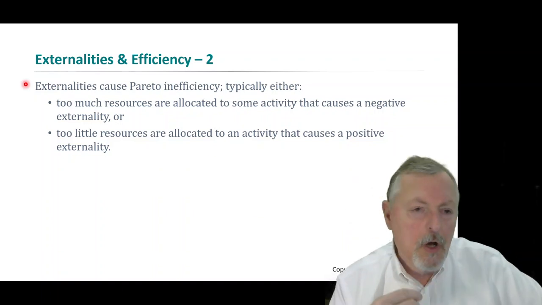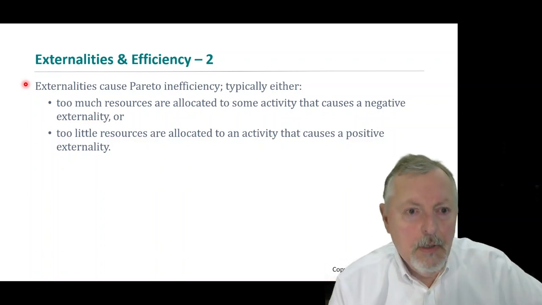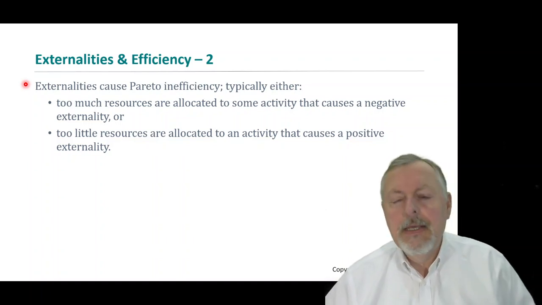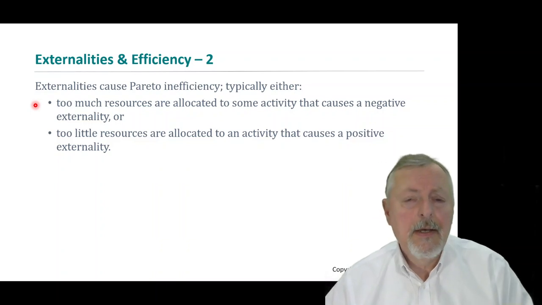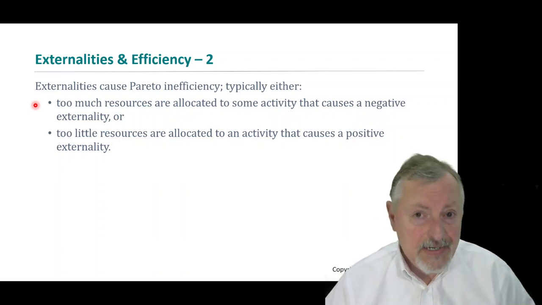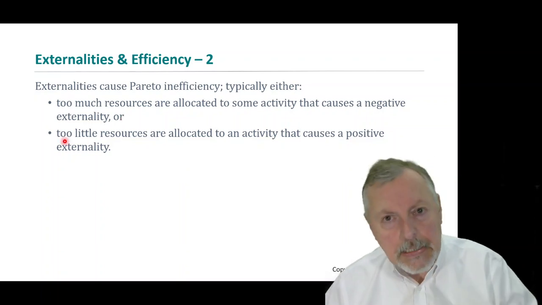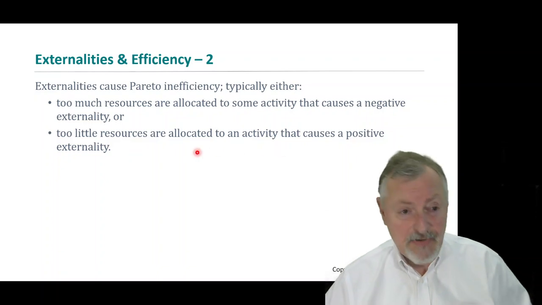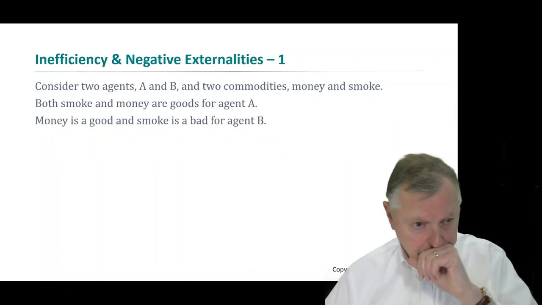Externalities generally cause a Pareto inefficient outcome, meaning that it should be possible to reallocate things to make everyone better off. The inefficiency comes from either too much of a resource being spent in some activity that causes a negative externality, or too little resources being invested in activity that causes a positive externality. Let's look at an example.